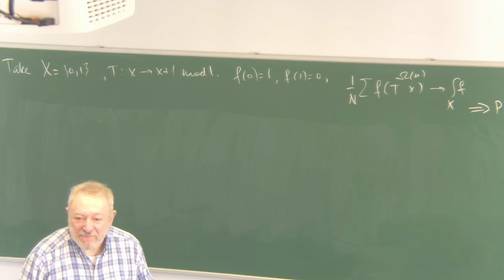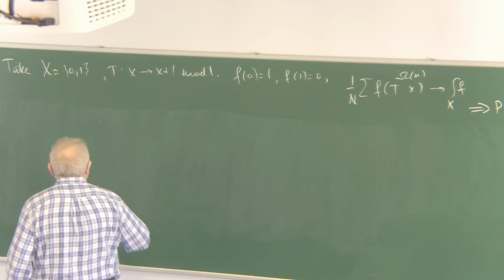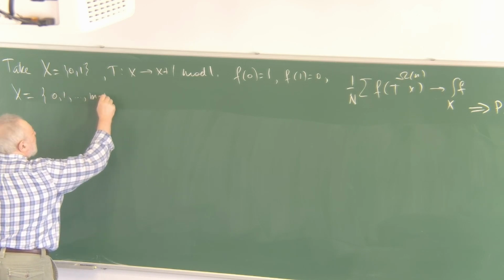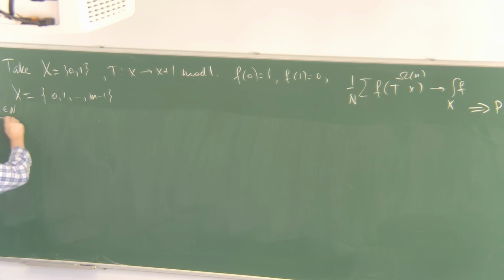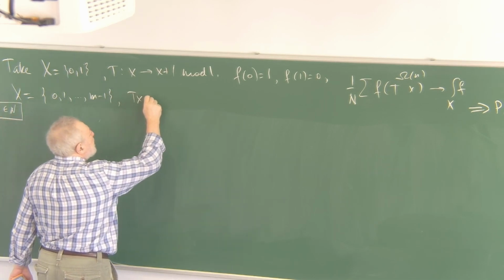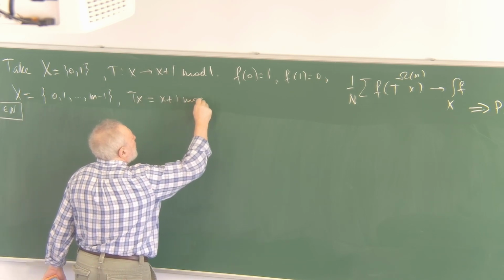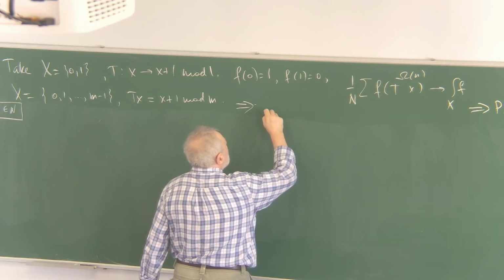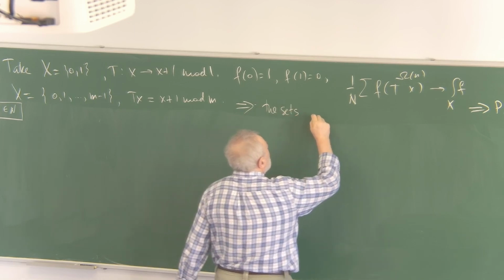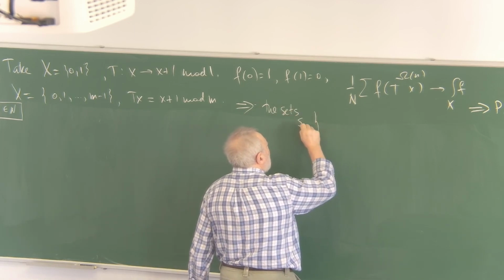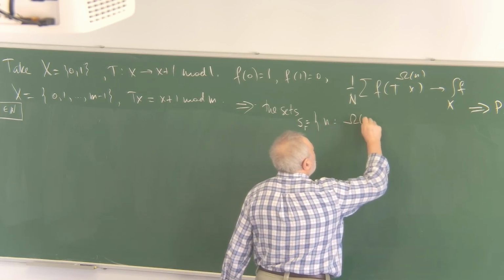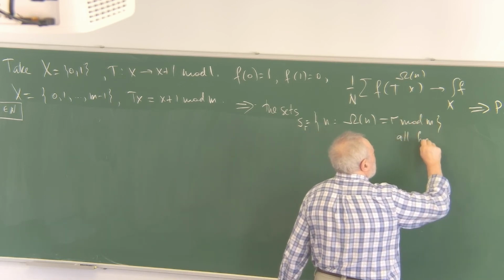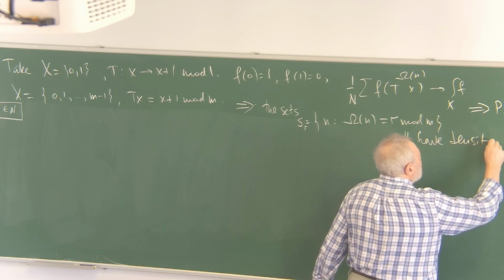Let's see what else I can milk from our nice theorem. How about taking X equal {0, 1, ..., m minus 1} for some m, and Tx is x plus 1 mod m, and then you do some checking, and it leads to the following fact. The sets, let's call them S_r, all n for which Omega(n) equals r mod m, all have density 1 over m.